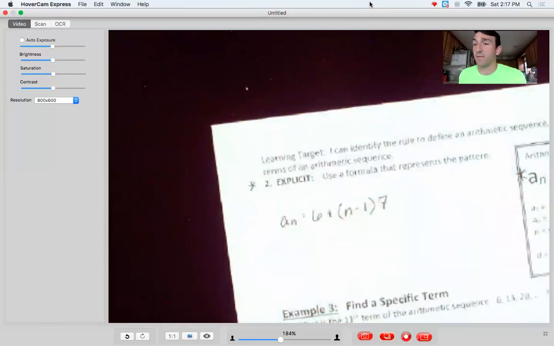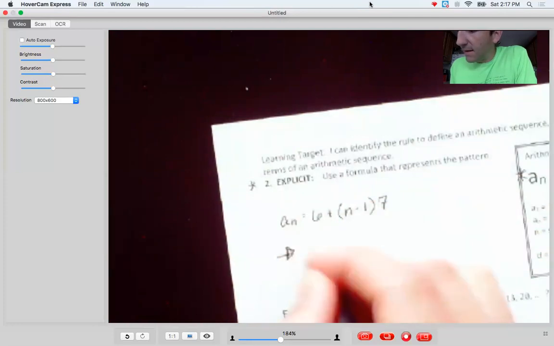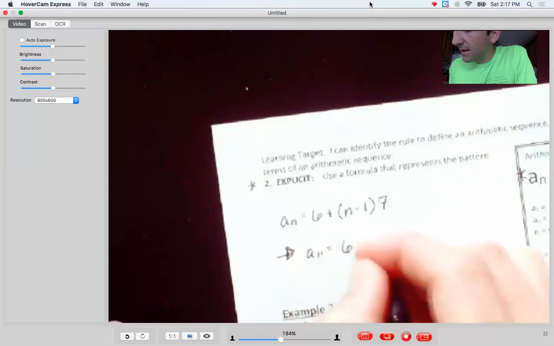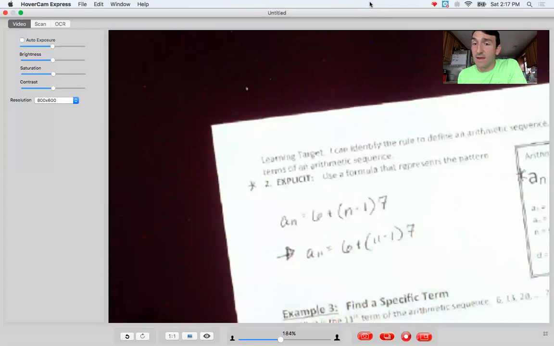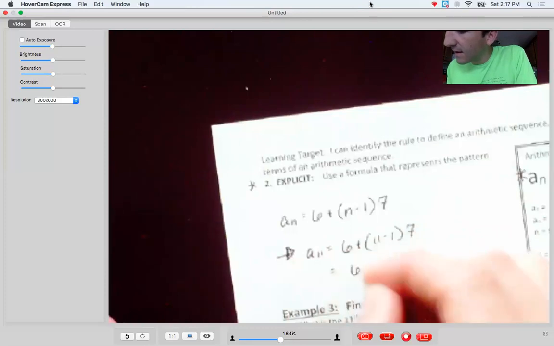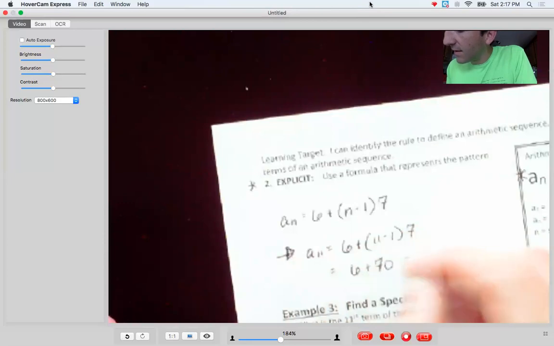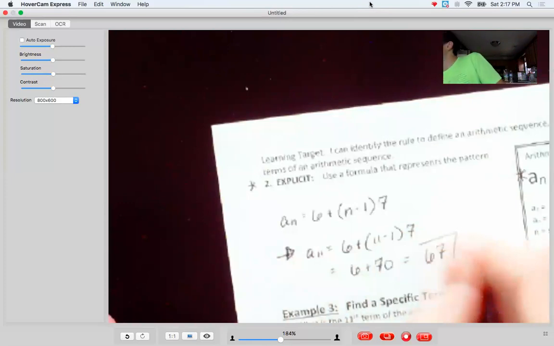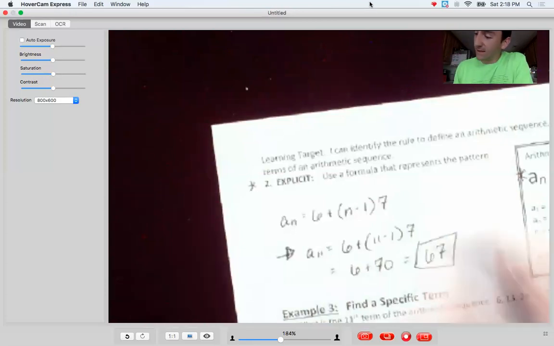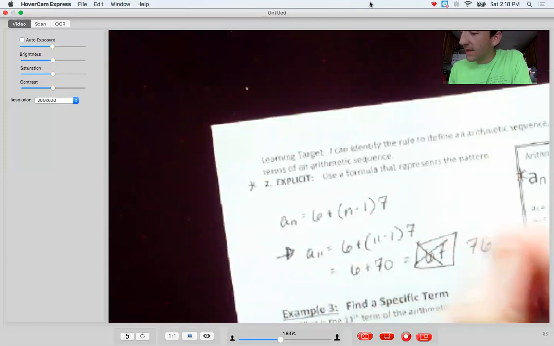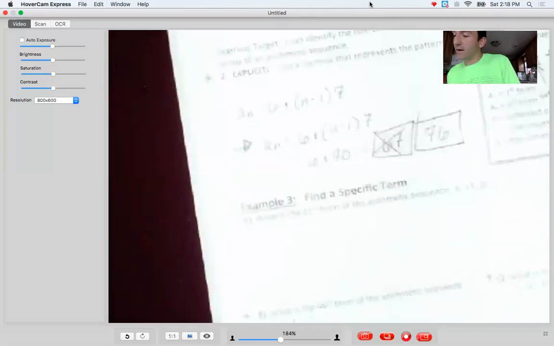All right, so now I have my explicit formula, and remember we were asked to find the 11th term, so we're going to use that and find a sub 11. That'd be 6 plus 11 minus 1 times 7. So basically just 6 plus 10 times 7, or 6 plus 70. So our 11th term would be 67. Sorry, obviously that's 76. 70 plus 6, again, obviously 76.